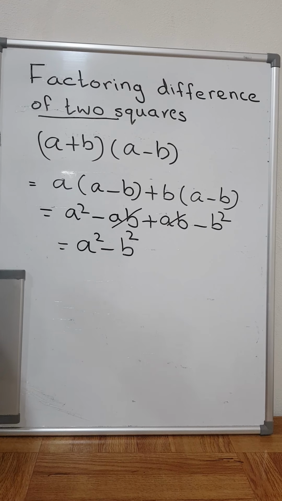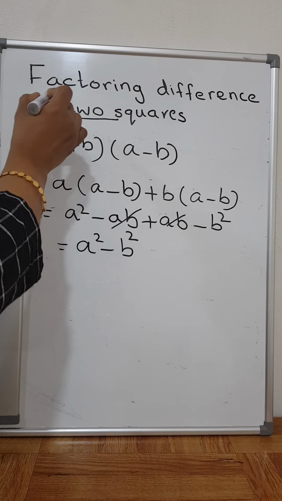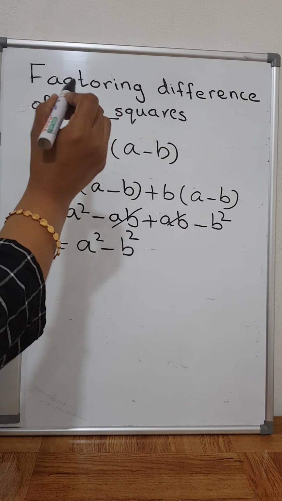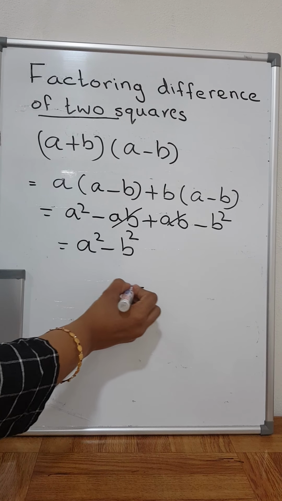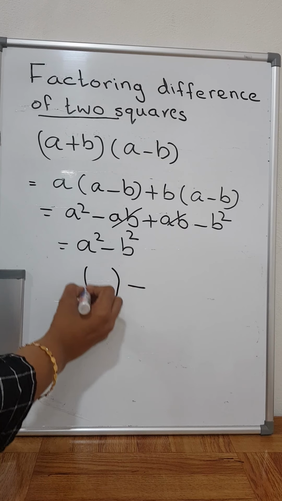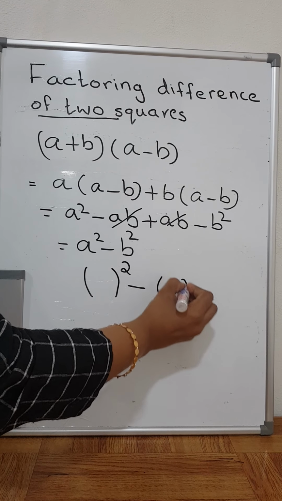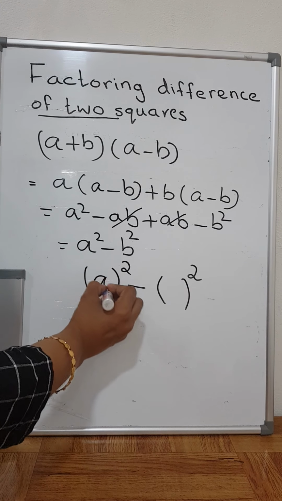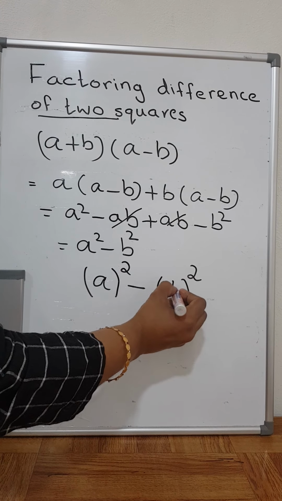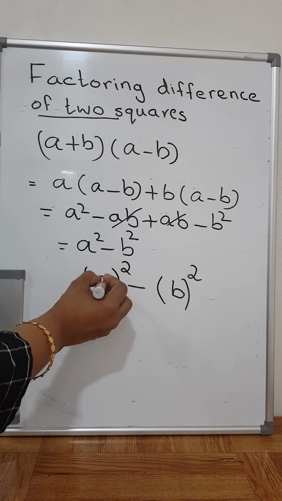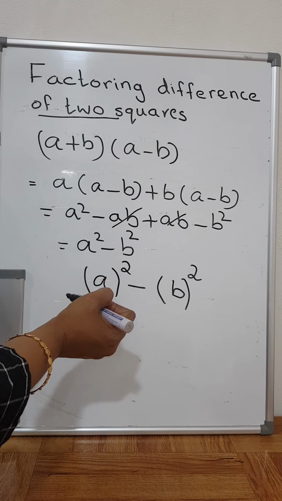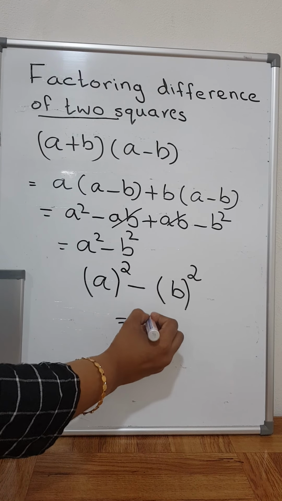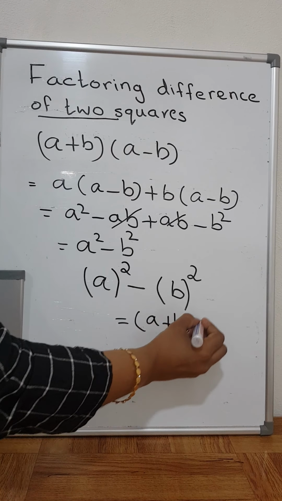What are we going to learn? We are trying to factor the difference of two squares. Difference means minus, of two squares: something square minus something square. So let's place a here and b here. So a square minus b square is (a + b) times (a − b).